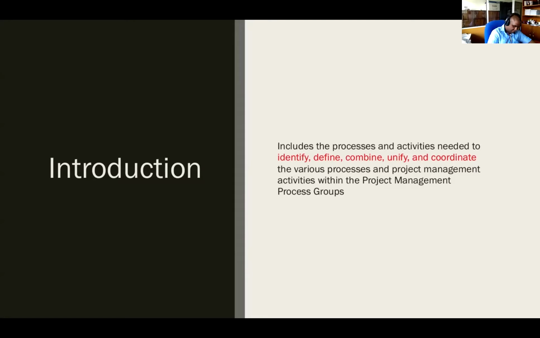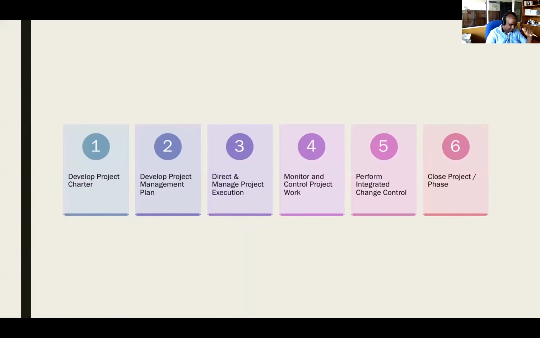As I told you, in this knowledge area, what we do is identify, define, combine, unify, and coordinate. There are several knowledge areas, and we need to combine their outputs and the coordination of every knowledge process. The costing is done by somebody else, quality management by somebody else, maybe time management by somebody else. So collecting, taking all together and looking at the bigger picture is what we are interested in in this knowledge area. There are 6 processes.